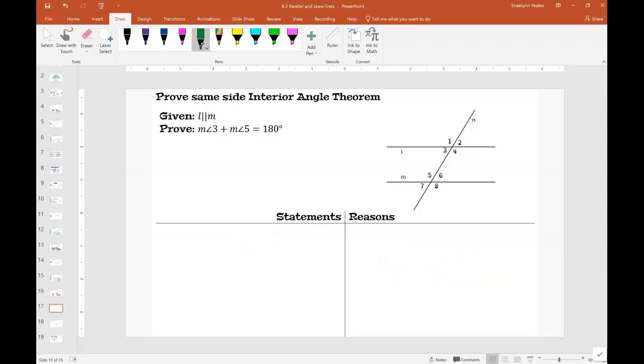All right, let's take a look at this proof of same side interior angles. So we're going to be proving that the measure of angle 3 plus the measure of angle 5 equals 180 degrees. Let's go through angle 7. So we're going to be using angle 7 as our intermediate. So I know that L is parallel to M. That's given to me. So I know that angle 3 is congruent to angle 7 because these are corresponding angles. So we're doing the corresponding angle theorem.